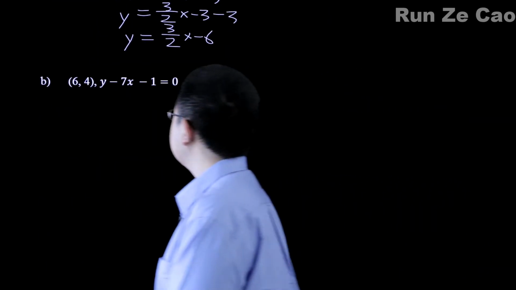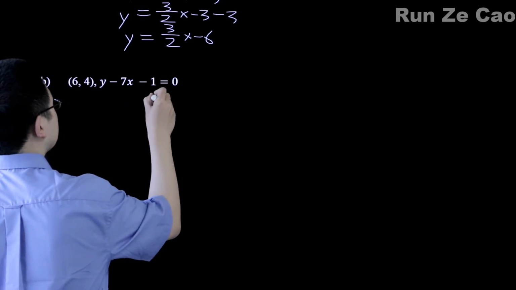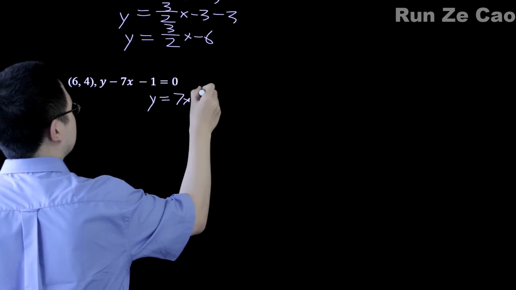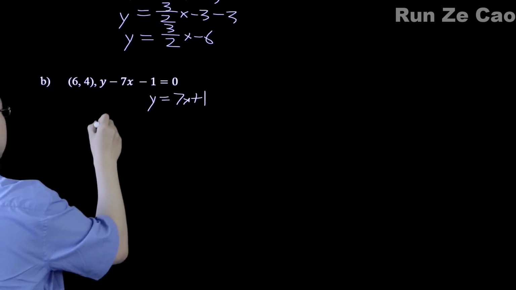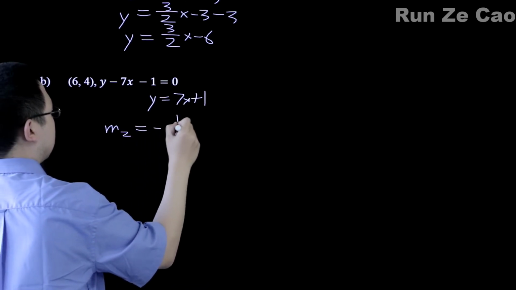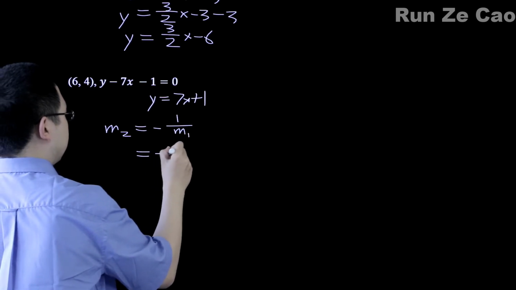Now, here we have y minus 7x minus 1 equals 0. So y equals 7x plus 1. m2 equals negative 1 over m1, so -1/7.